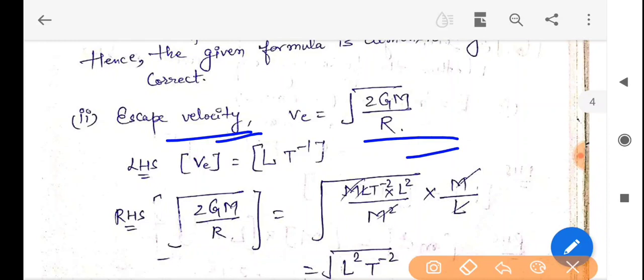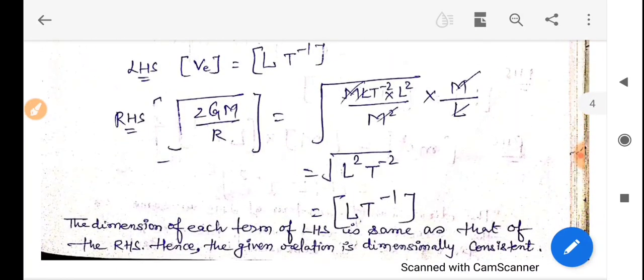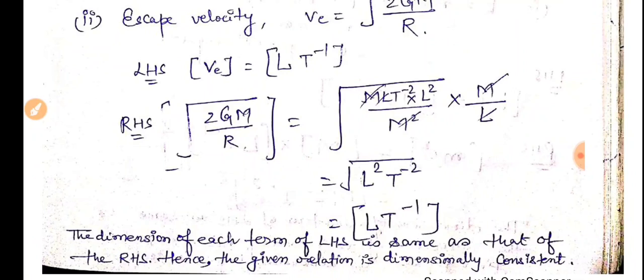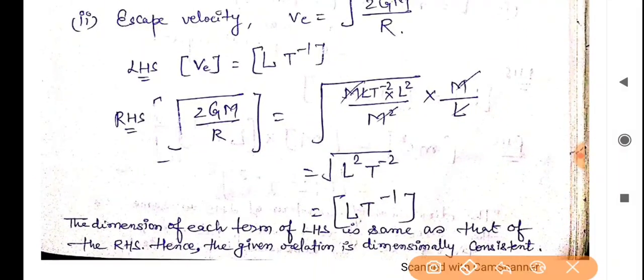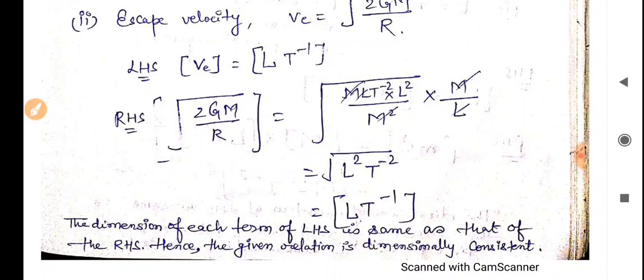Next one is for escape velocity. The expression is v equals square root under 2GM upon r. So velocity is LT^-1 in the LHS, and in the RHS square root of 2GM by r. 2 is a constant, that is dimensionless, and the dimensions for G you can find. I expect all of you to know the dimension of capital G. This is M^-1 L^3 T^-2. How can this be calculated?